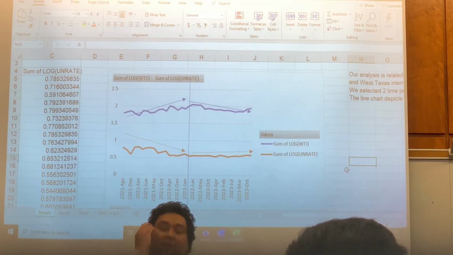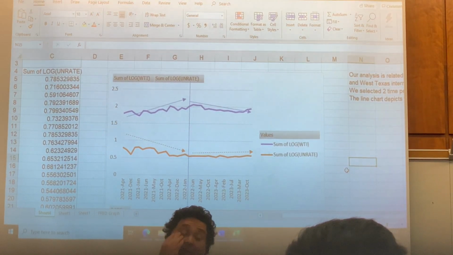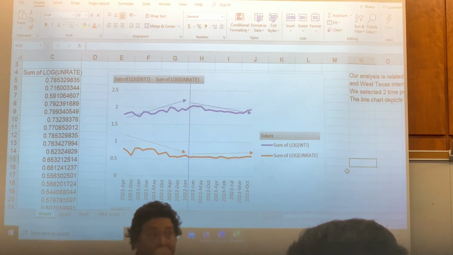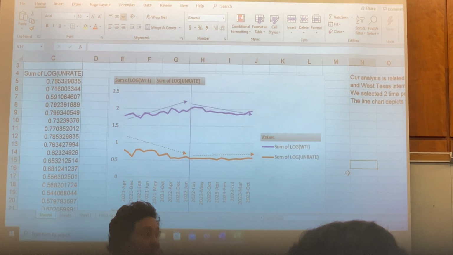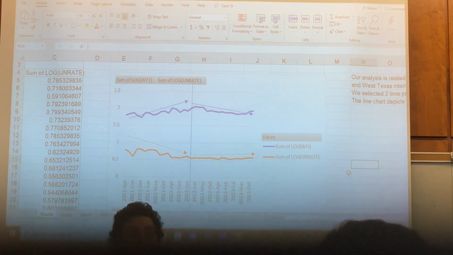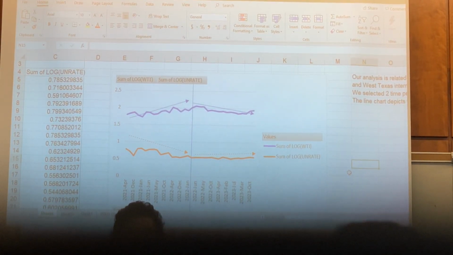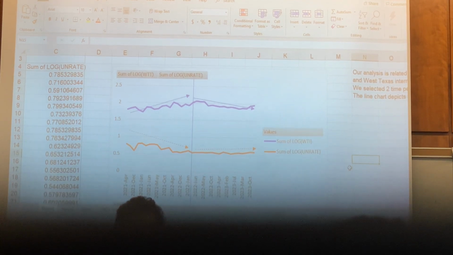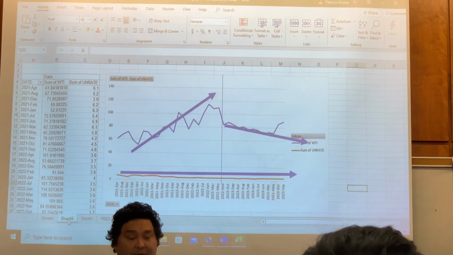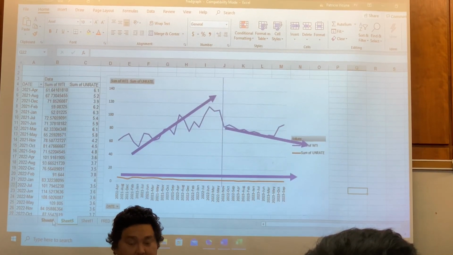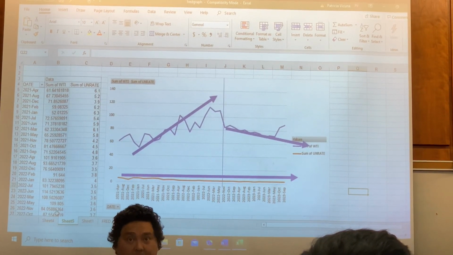Do you see the difference? Which one do you like? The first or the second? Which approach is better? Which chart do you like? This or this? The one with the log formula?